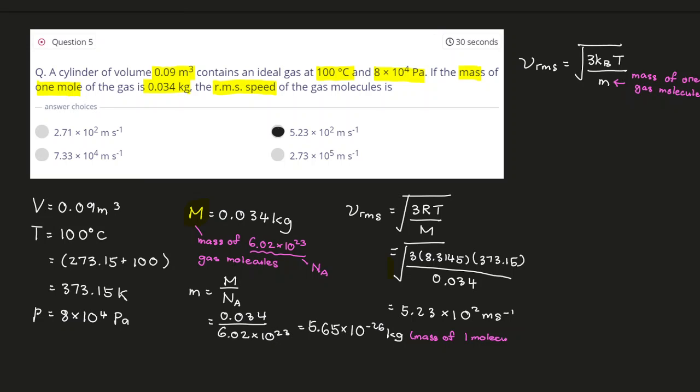So now you are able to use this alternative equation. What you do is just the same substitution. The Boltzmann constant is 1.38 times 10 to the power of negative 23. The temperature is the same, 373.15. And the mass of one single molecule, copy what I've calculated just now, 5.65 times 10 to the power of negative 26. If you calculate everything, let me check it to be very sure, the answer should be the same.